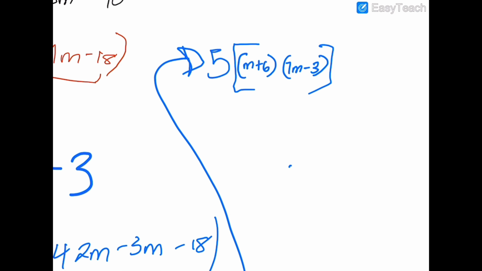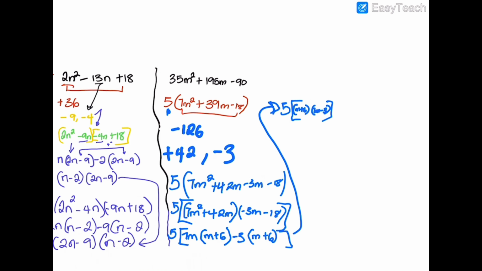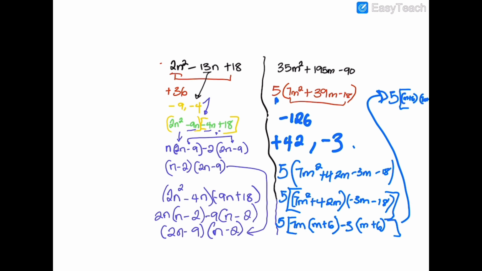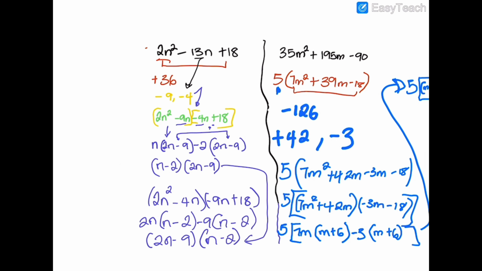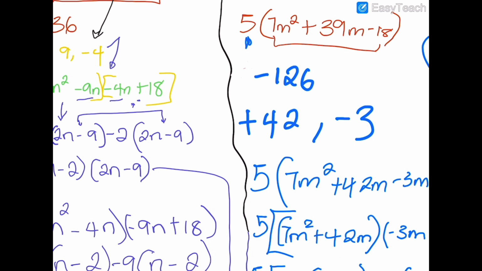So this would make our answer completely right. If we got rid of this 5, our answer is going to be wrong. And obviously you can check your work by going back and using FOIL on your answer to see if you're right.